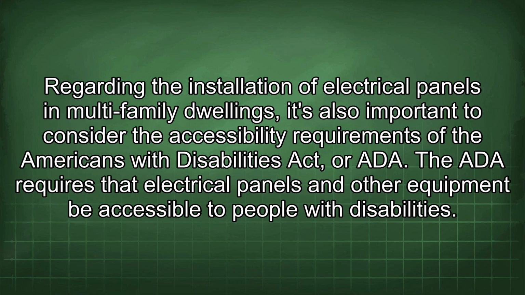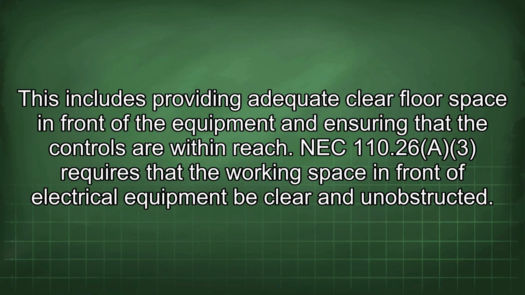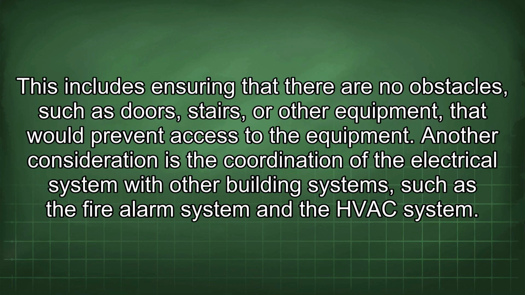Regarding the installation of electrical panels in multi-family dwellings, it's also important to consider the accessibility requirements of the Americans with Disabilities Act, or ADA. The ADA requires that electrical panels and other equipment be accessible to people with disabilities. This includes providing adequate clear floor space in front of the equipment and ensuring that the controls are within reach. NEC 110.26(A)(3) requires that the working space in front of electrical equipment be clear and unobstructed. This includes ensuring that there are no obstacles, such as doors, stairs, or other equipment that would prevent access to the equipment.